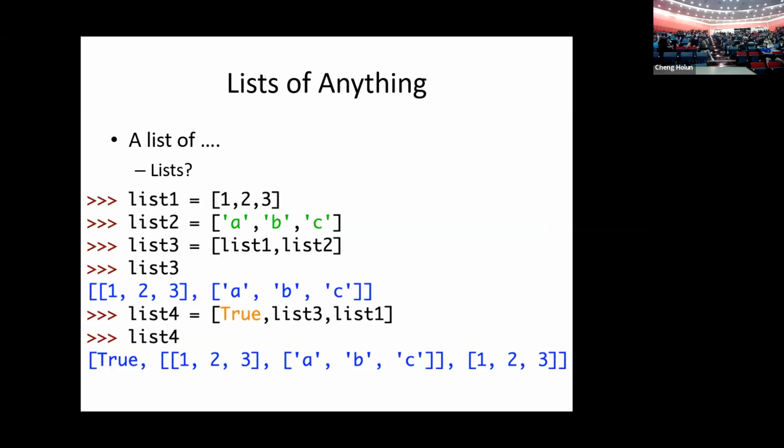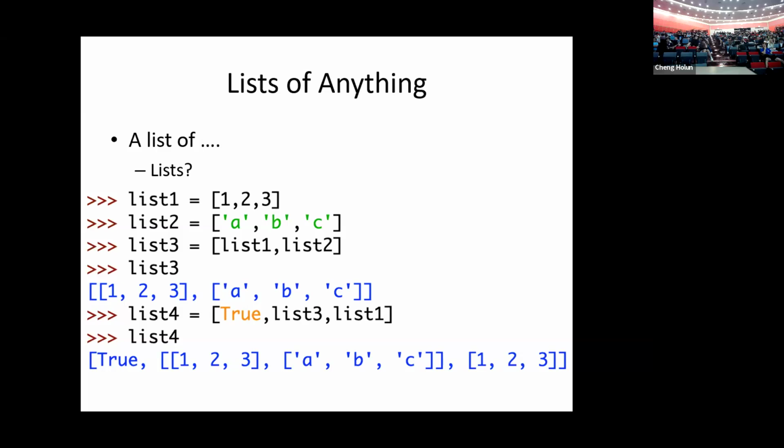And if it's a list of anything, I can put a list of lists. For example, I have list 1 is 1, 2, 3. List 2 is ABC. And list 3 is list 1 and list 2. And so on. And you already fell in the trap of a vicious cycle. This is horrible. This is not something easy to understand. I'll try to explain it in a few slides later, okay? You can have list 4. List 4 is equal to true, and list 3 and list 1 and so on. On this slide, I already need to explain like half an hour what's going on.